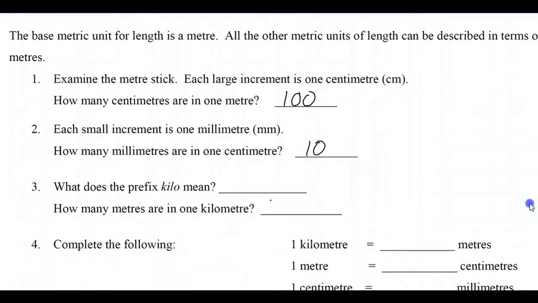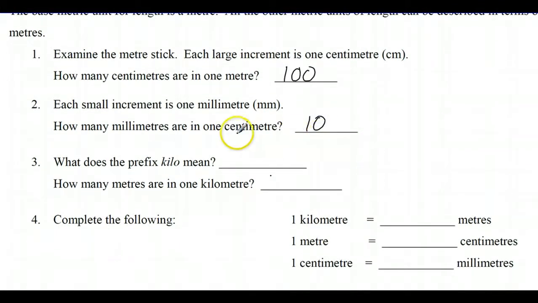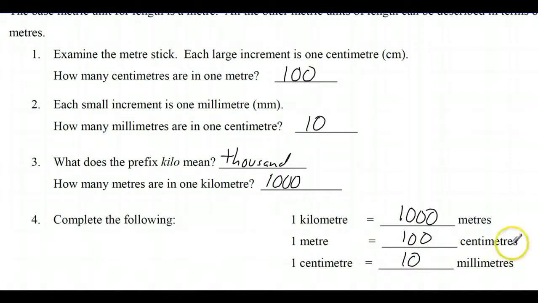What does the prefix kilo mean? Prefix kilo means 1,000. And so there are 1,000 meters in a kilometer. 1 kilometer is 1,000 meters. A meter is 100 centimeters. A centimeter is 10 millimeters.